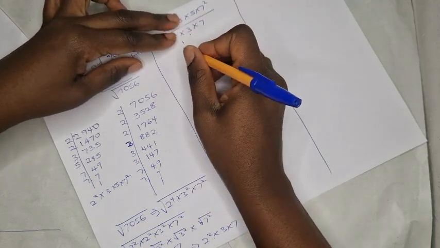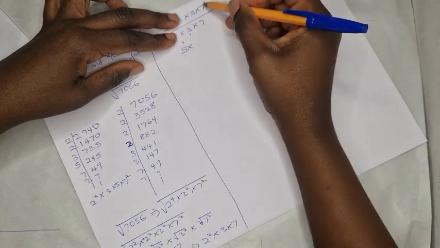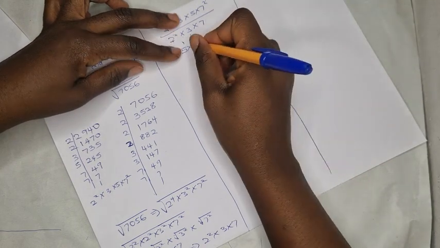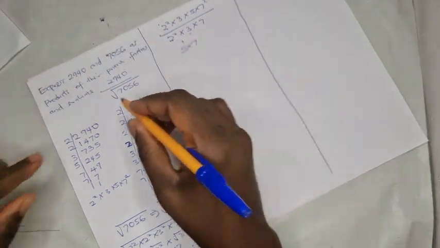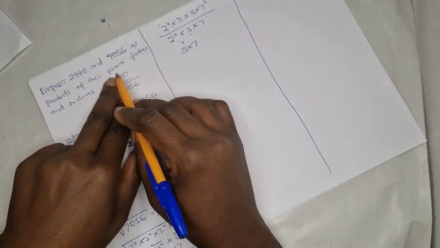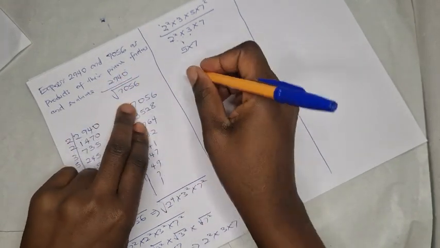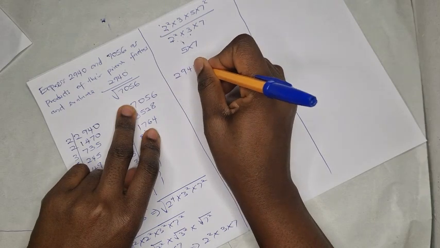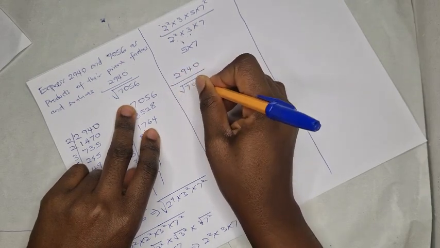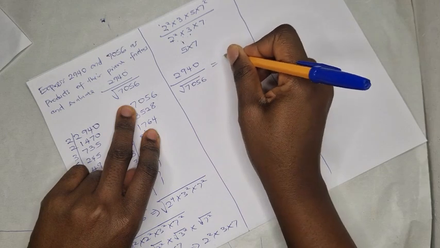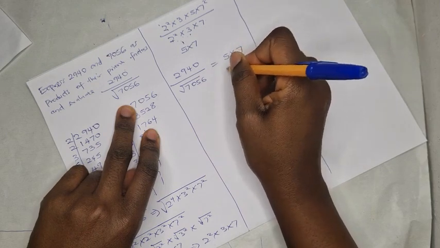Then we'll be having, what are we going to have left? 5 times, we have 7 squared here and 7 here. That will be 5 times 7. So we are leaving it as prime factors. So 2940 over square root of 7056 will be equals to 5 times 7.